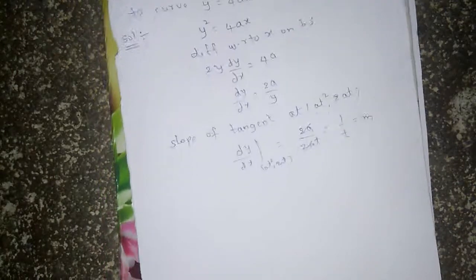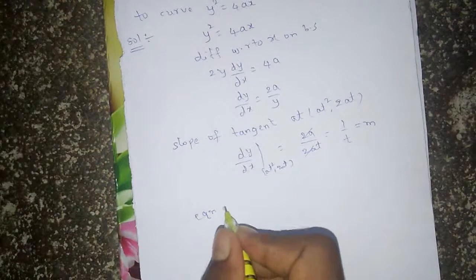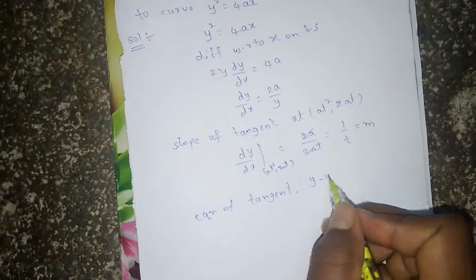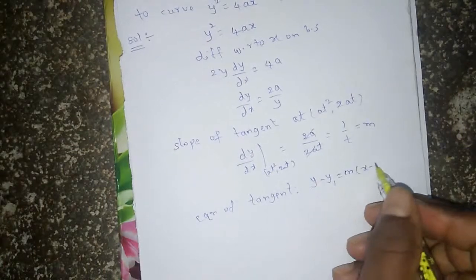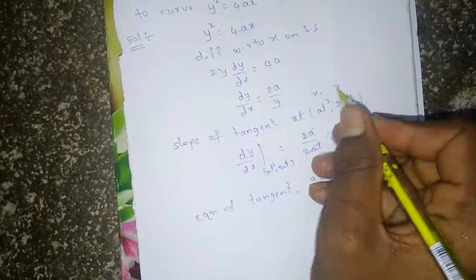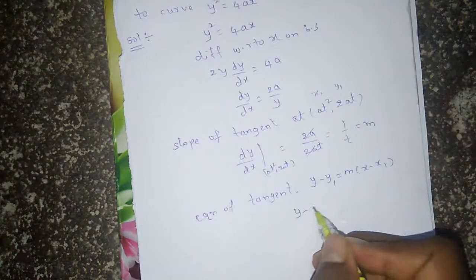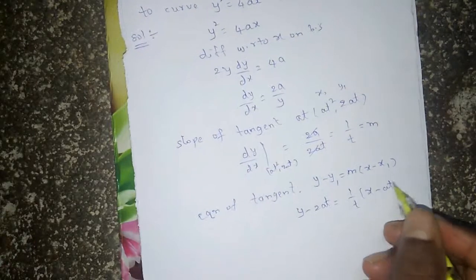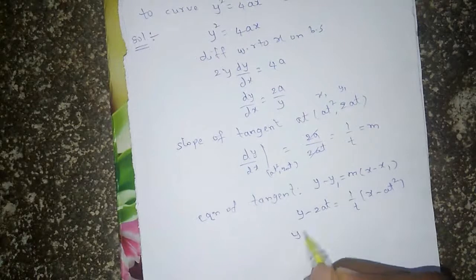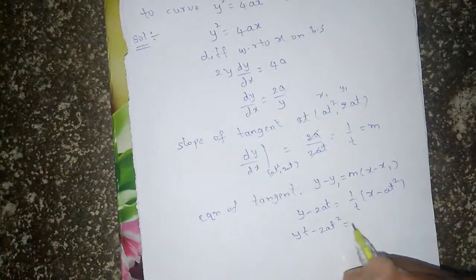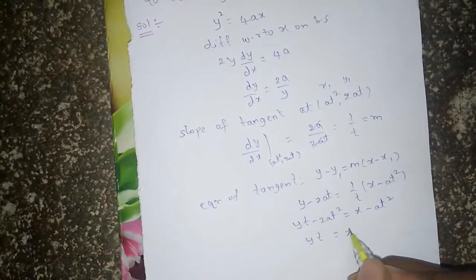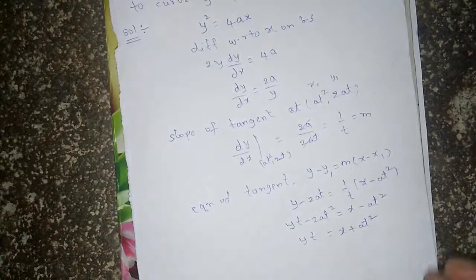Now the equation of the tangent is y minus y1 is equal to m into x minus x1. Here (x1, y1) is the given point. Substitute: y minus y1, 2at, is equal to m, which is 1 by t, into x minus at square. Cross multiply, this is yt minus 2at square is equal to x minus at square. So yt is equal to x plus at square, which is the equation of the tangent to the given curve at the given point.